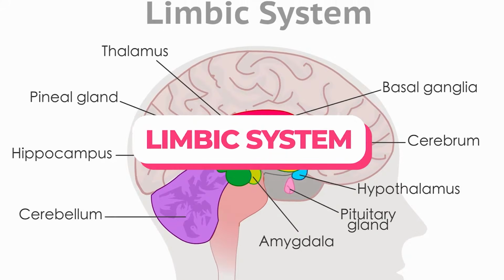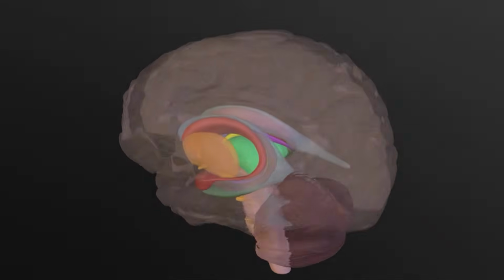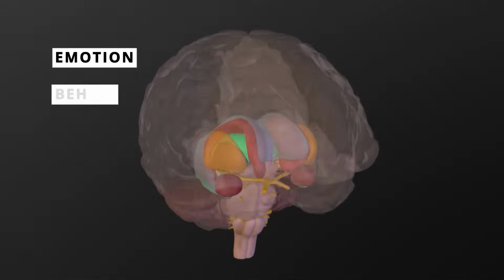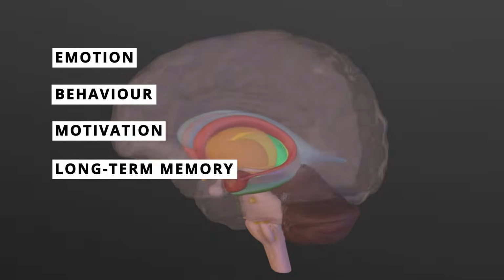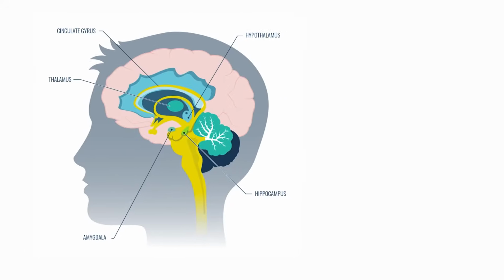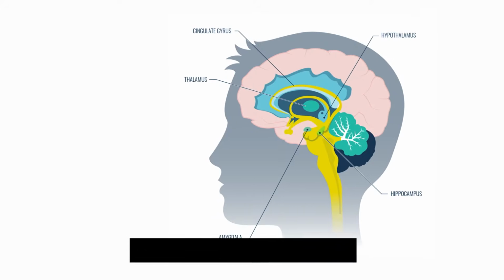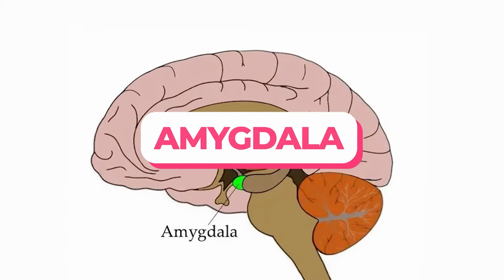Limbic system. The limbic system is a collection of structures in the brain involved in various functions including emotion, behavior, motivation, long-term memory, and olfaction. Limbic system is a group of interconnected structures. Here are some of the primary components. Amygdala.